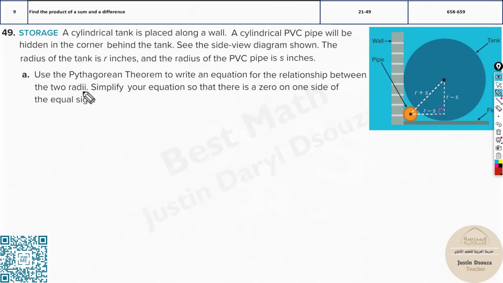Okay, it's in inches. Use the Pythagorean theorem to write an equation for the relationship between the two radii. We have to write how they match by using Pythagoras theorem. Then, simplify the equation so that there is a 0 on one side of the equal sign. Basically, we need to simplify everything so that there is 0 on one side. We have to just get everything to one side. That's what they mean. Let's start solving.